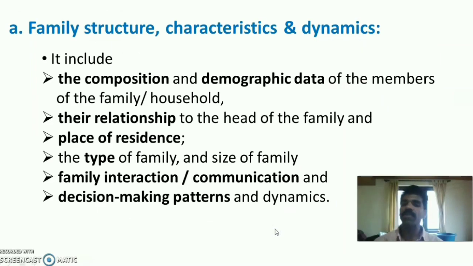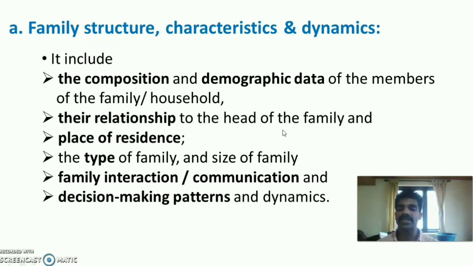First is about the family structure, family characteristics and family dynamics. It includes the composition and demographic data of the members of the family or the household. So composition means how many males and how many females, the ratio of different gender. Then demographic data of the family members. The next is the relationship of the family members to the head of the family, and place of residence, whether they are living in an urban area, rural area, near to the health centers, etc.